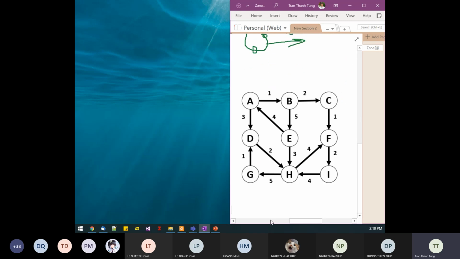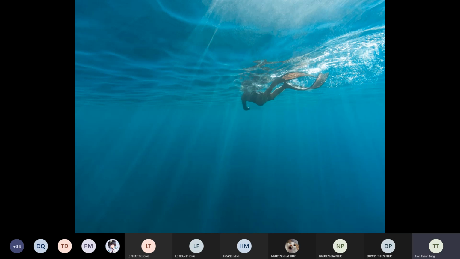So here is the graph. It's a bit complex, but we don't care. What we want is to find the shortest paths, starting from A. Let's try to do it. There's something wrong with the computer, one second.